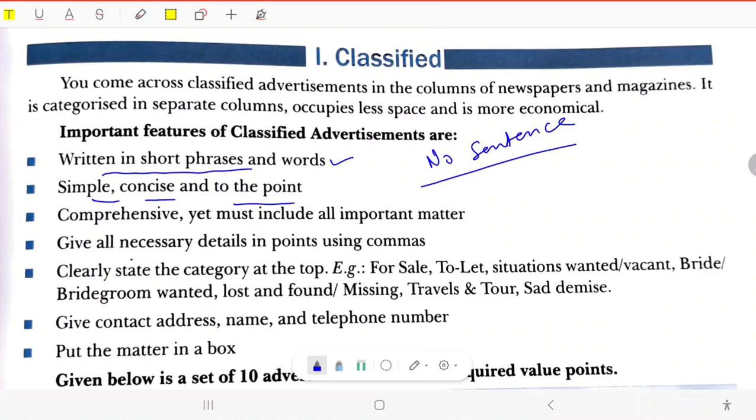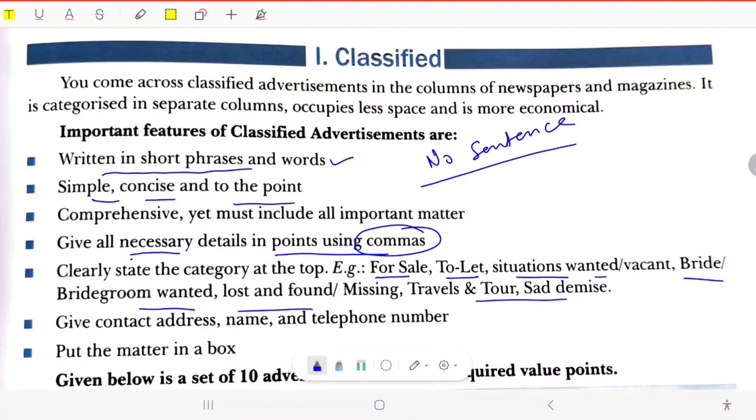Though we write only words and phrases, even then we have to give all the necessary details, and that to be given in points using commas. We have to write the heading clearly on the top, such as for sale, to let, situation vacant, wanted, bride or bridegroom wanted, lost or found. The heading should be given clearly. We need to give address, name and telephone number.